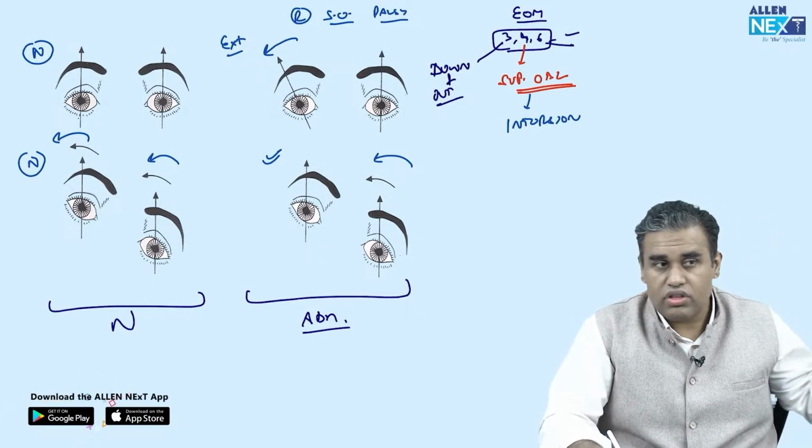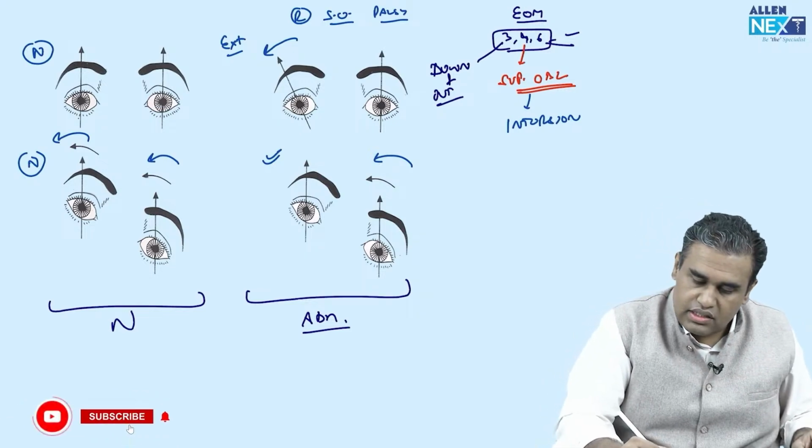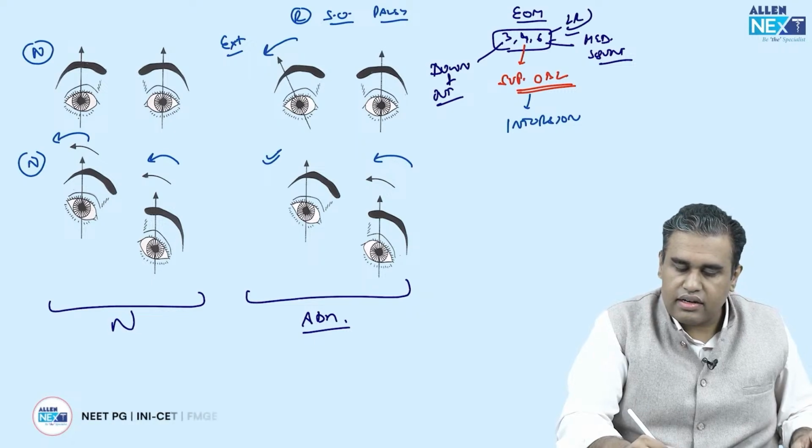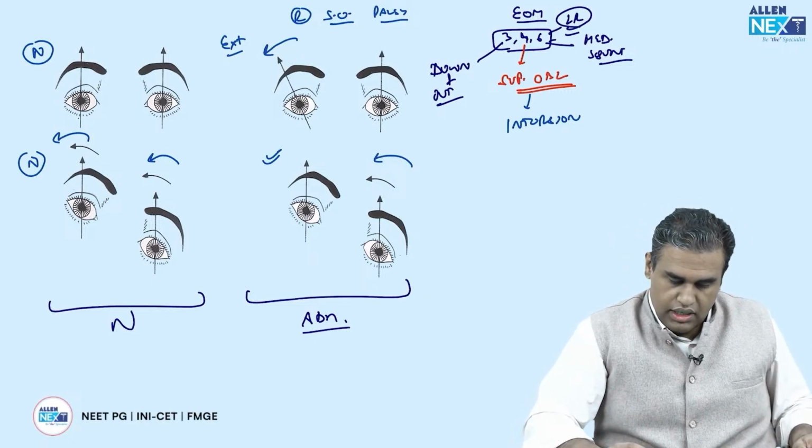लेटरल रेक्टस पैल्सी हो गया, there is medial squint. ठीक है, तो सिक्स नर्व पैल्सी में there is a medial squint हो जाएगा पेशेंट को, because there is LR palsy, lateral rectus palsy.